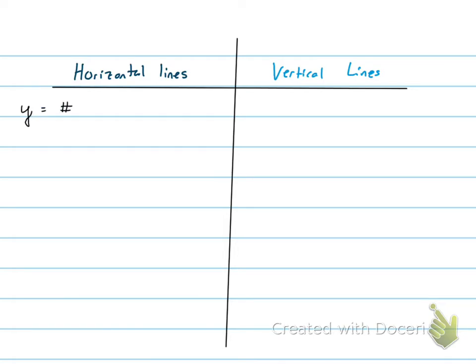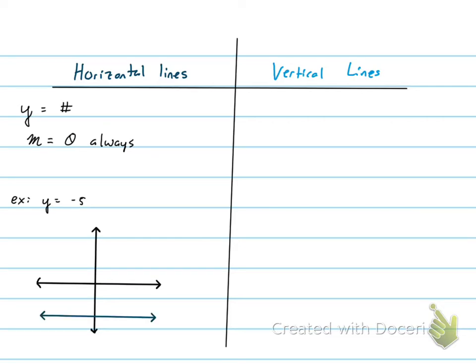The equation of a horizontal line is y equals some constant number. The slope of a horizontal line is always 0. For example, let's say we had the line y equals -5. What that would look like is a flat horizontal line going through (0, -5).